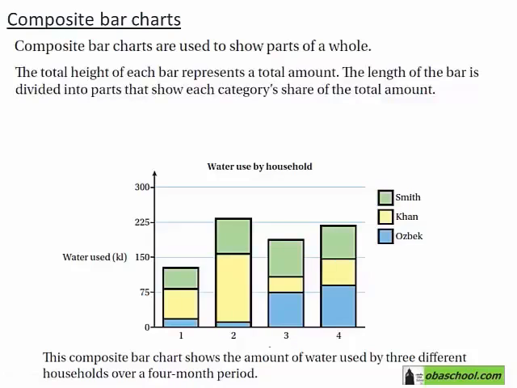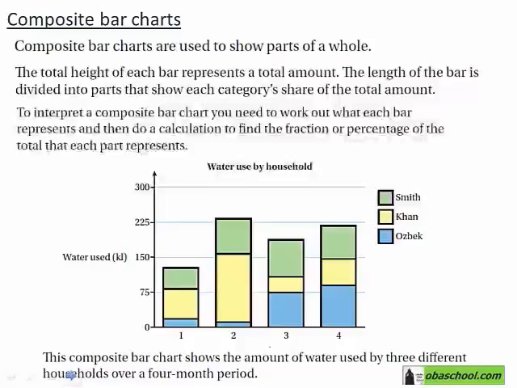for the Ozbek household. Now, what we're going to get to know is how to differentiate each and every single bar and how to extract data from each bar to get to know more about the water usage throughout the month. To interpret a composite bar chart, you need to work out what each bar represents and then do a calculation to find the fraction or percentage of the total that each part represents.